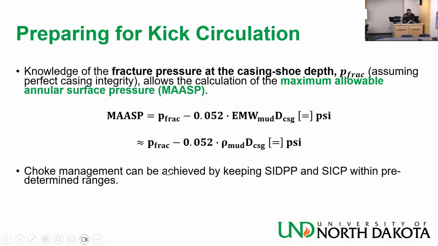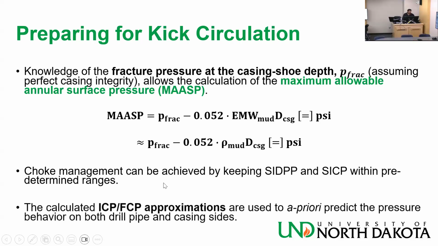Choke management can be achieved by keeping SIDPP and SICP within predetermined ranges. And the calculated initial circulating pressure and final circulating pressure approximations can be used a priori, in advance. It means to predict in advance the pressure behavior on both the pipe and casing sides.